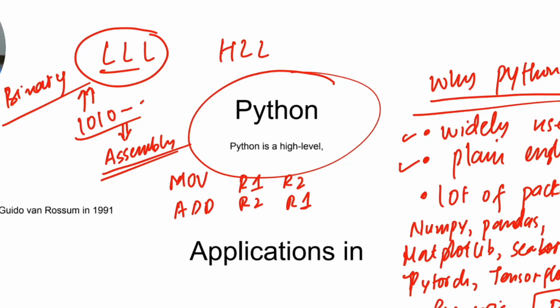So these languages are called low level languages, the languages which are near to the hardware. So when you write that, there is no need of such huge conversion. Then there are high level languages.